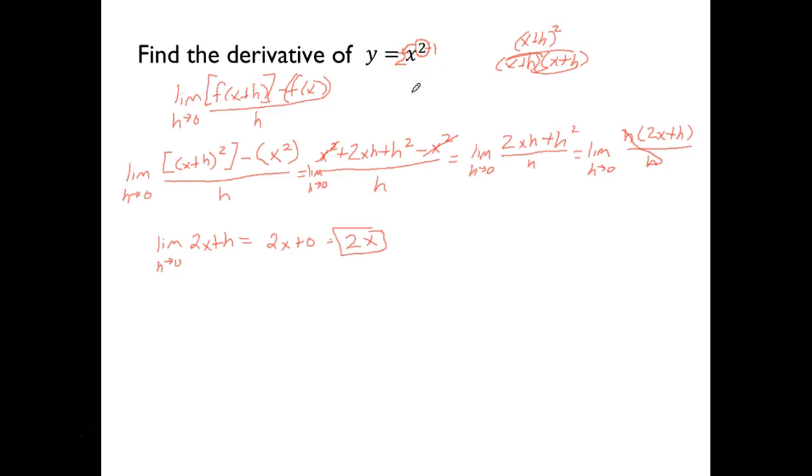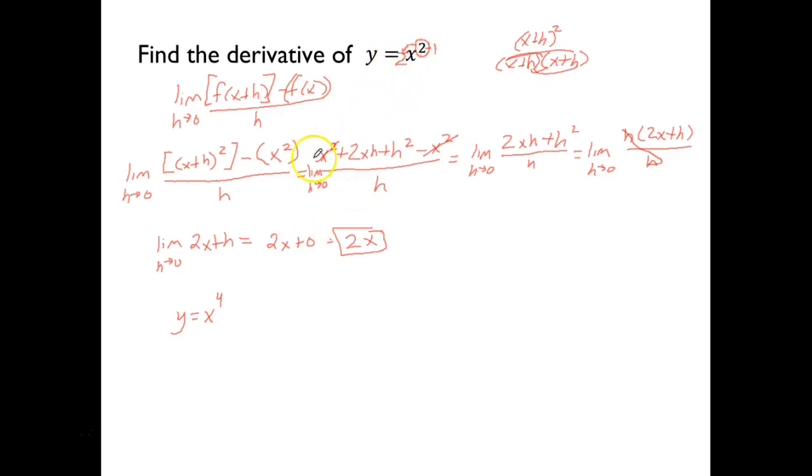So let's do this with maybe a problem that's a little bit longer. Let's do y equals x to the 4th. Now, doing this, x to the 4th with this long method would take forever because you'd have to FOIL out x plus h to the 4th. You'd be doing that for 10 minutes. But let's use this little shortcut that we just noticed here.